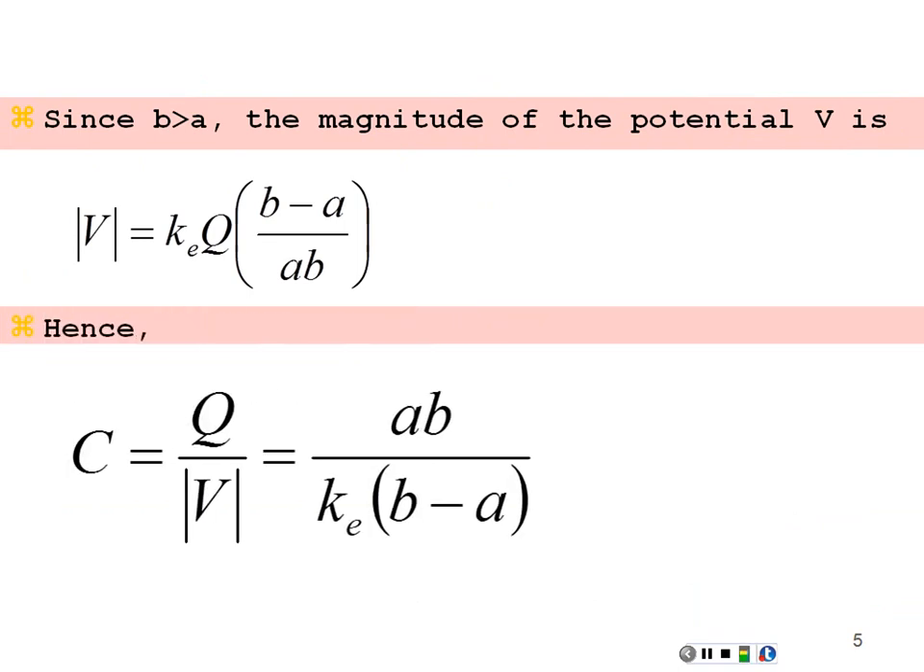And hence our capacitance of this device will be the charge divided by the magnitude of the voltage, and the charge will cancel out, and we'll have that the capacitance is a times b over our famous K electric constant, 9 times 10 to the 9, b minus a.